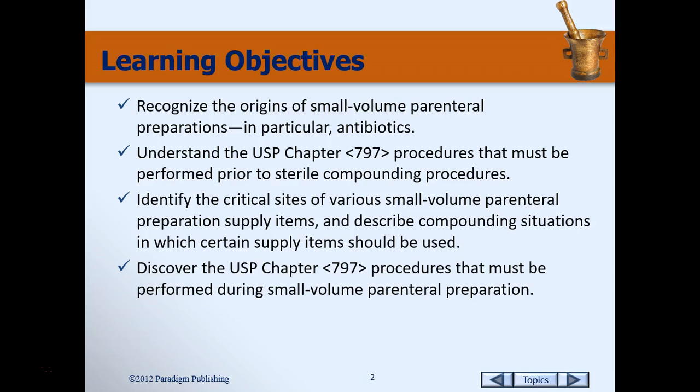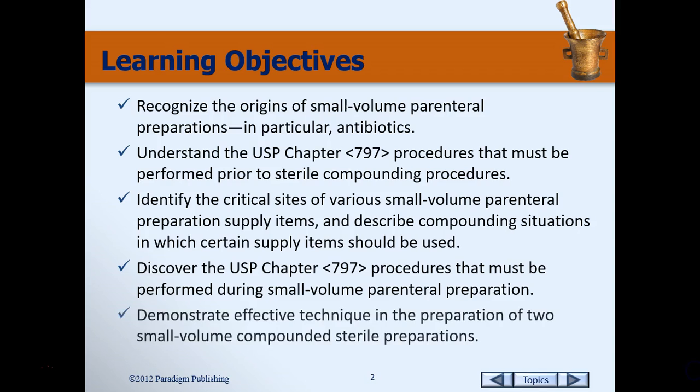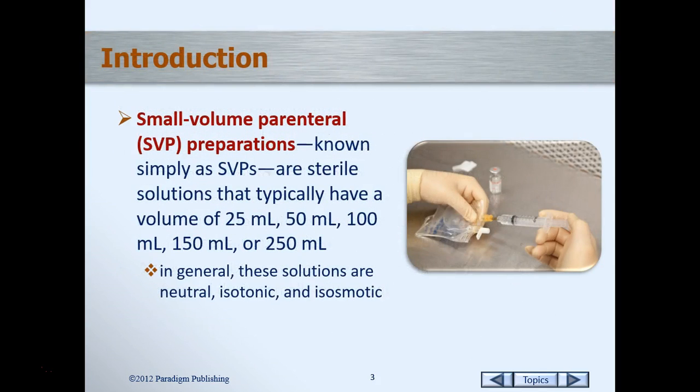Discover the USP Chapter 797 procedures that must be performed during small volume parenteral preparations. And lastly, demonstrate effective technique in the preparation of 2 small volume compounded sterile preparations. This will be a component of your process validation of the lab portion of this course.